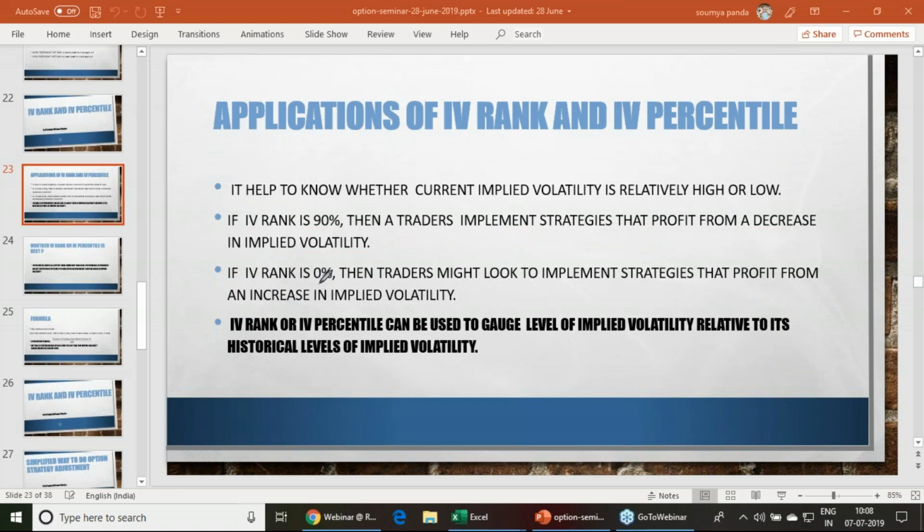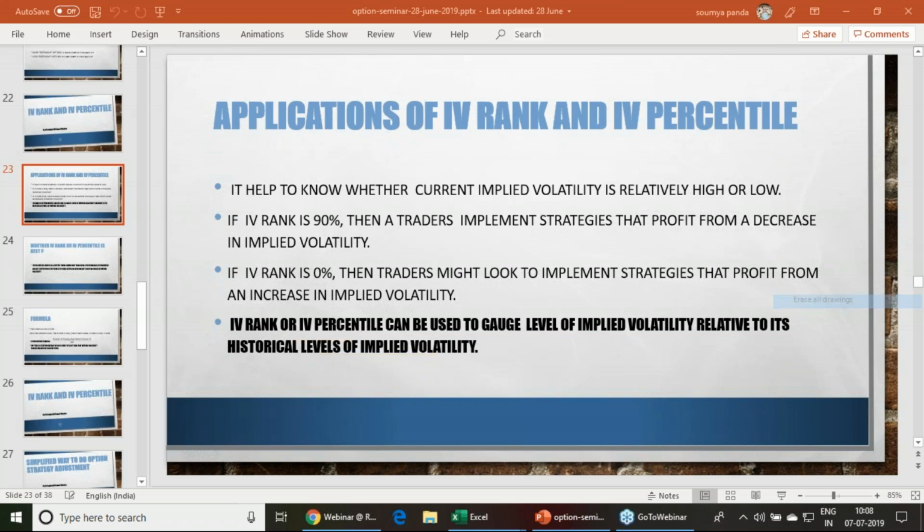In the same way, if IV rank is 0, then the trader might look to implement a strategy that will profit from an increase in implied volatility. So here you can implement positive Vega strategies. So this is the use of IV rank and IV percentile. They can be used to gauge the level of implied volatility relative to its historic level, and how it is linked to the current level of IV. So this is the use of this thing.